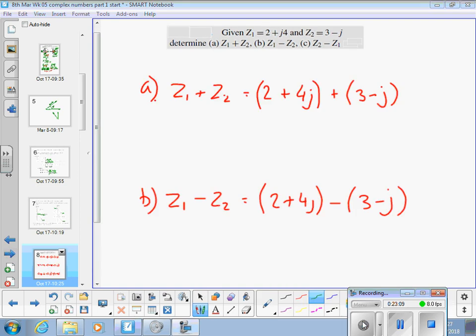Right, what have we got for z1 plus z2? What do I write? Yeah, that's the right answer. So I'm going to put on here where that comes from. That's 2 plus 3 plus 3j plus 4 minus 1j. Yeah, so that is 5 plus 3j.